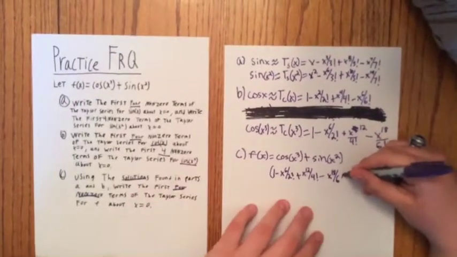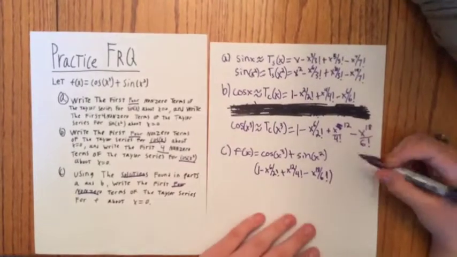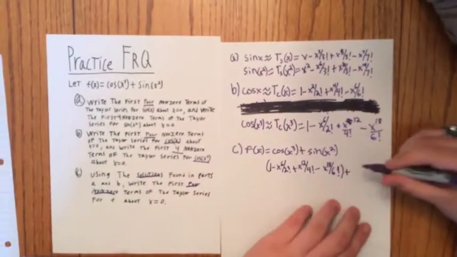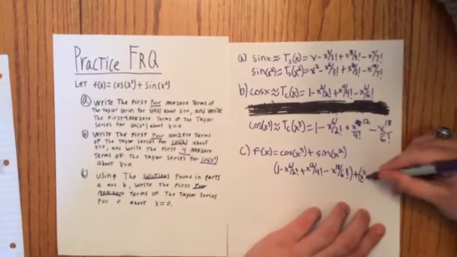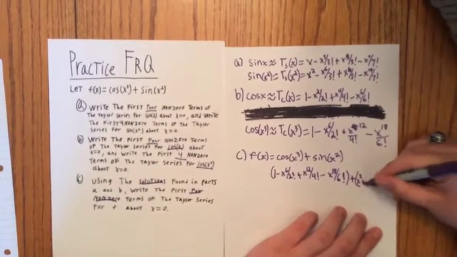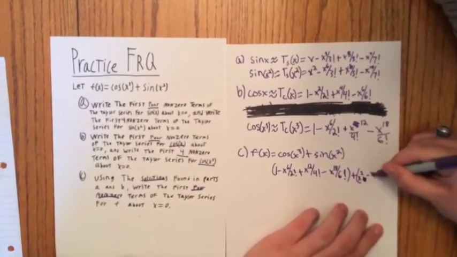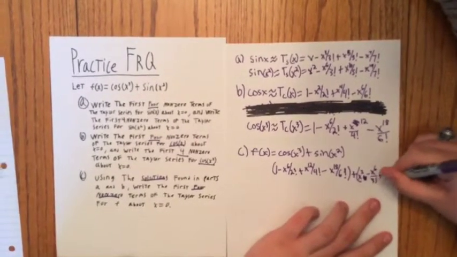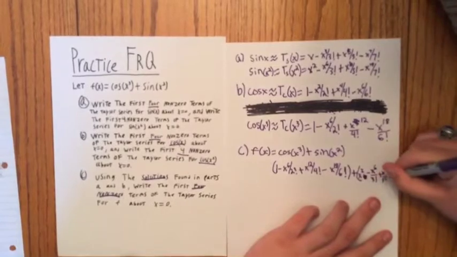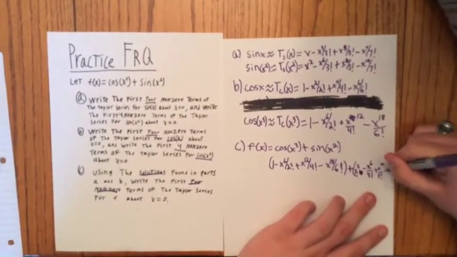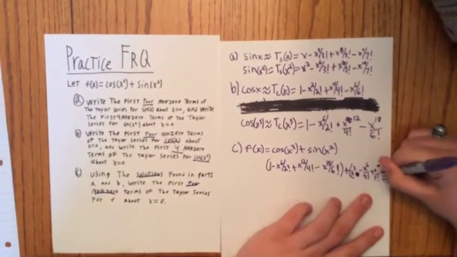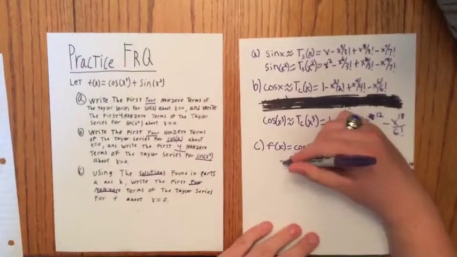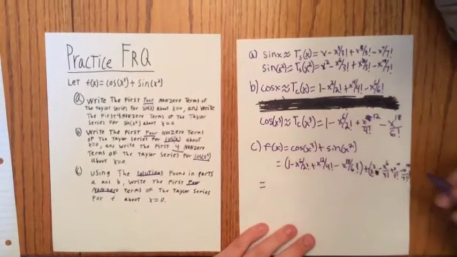Oh man, getting caught on the table here. Plus sine of x squared, which is x squared minus x to the 6th all over 3 factorial, plus x to the 10th all over 5 factorial, minus x to the 14th all over 7 factorial. Okay, I started running out of room there. So I'm going to move further over now.